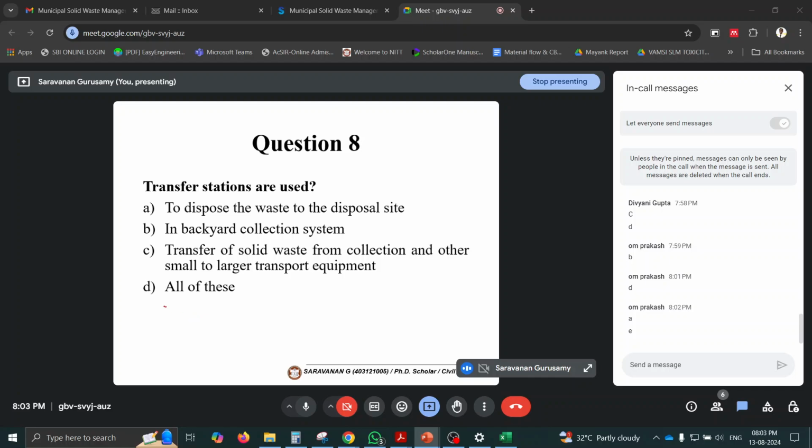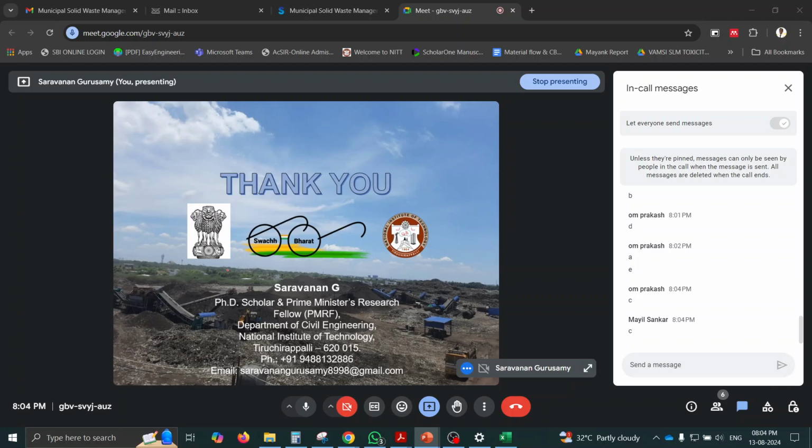So the last question: transfer stations are used to dispose the waste to the disposal site, in backyard collection system, transfer of solid waste from collection and other small vehicles to larger transport equipment, or all of this. C is correct: transfer of solid waste from collection and other small vehicles to larger transport systems. That's correct.